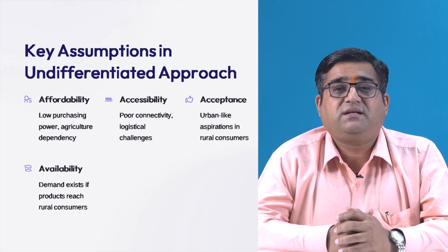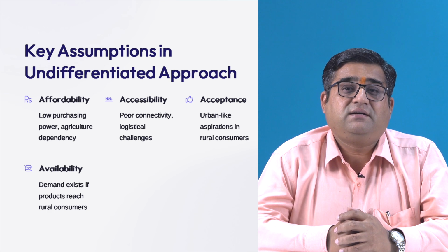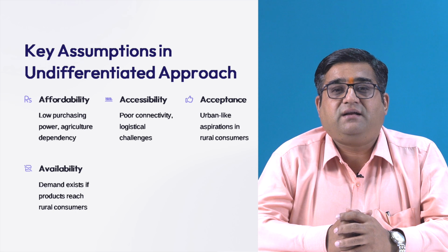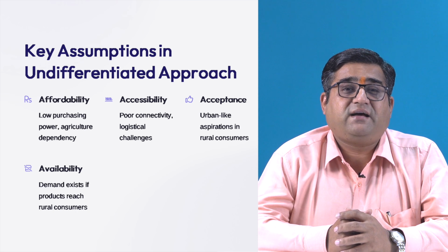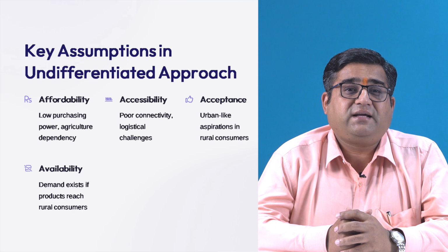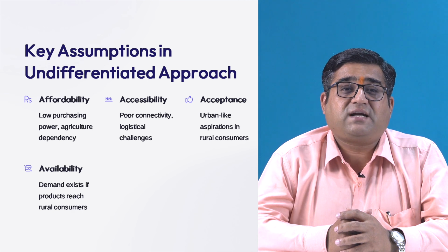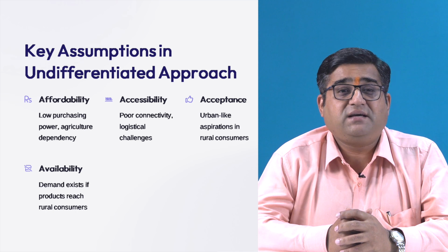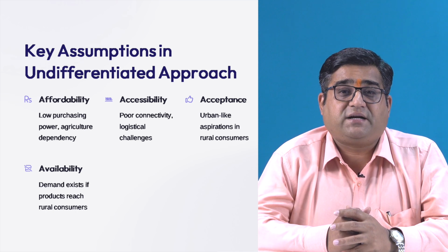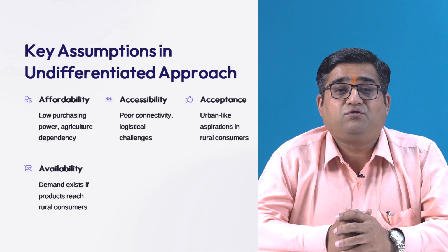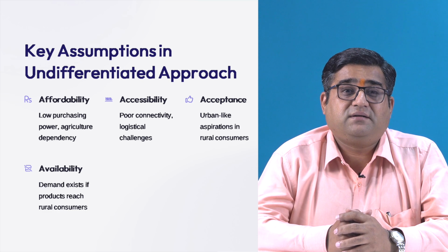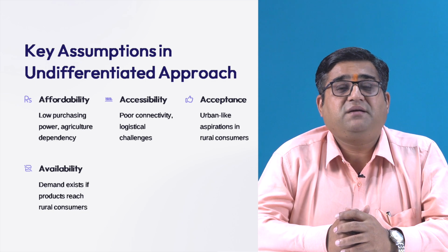The fourth assumption is availability. Traditional rural markets lacked access to branded FMCG products, with agribusinesses dominating. But over time, rural consumers started showing interest in the same brands available in the urban markets, provided those brands were made available to them. Hence, availability, not preference, became the main barrier.